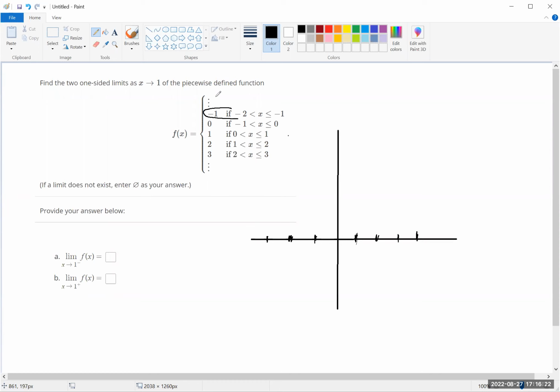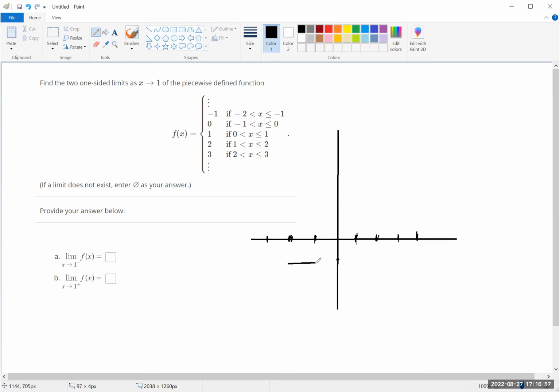So let's go ahead and take a look at this and notice that between -2 and -1, and it's probably important to note that this is a less than or equal to symbol. So we're looking at this interval here. The output of the function is -1. So let's try to see if I can make that look accurate. It's not perfectly flat, but it's flat enough.